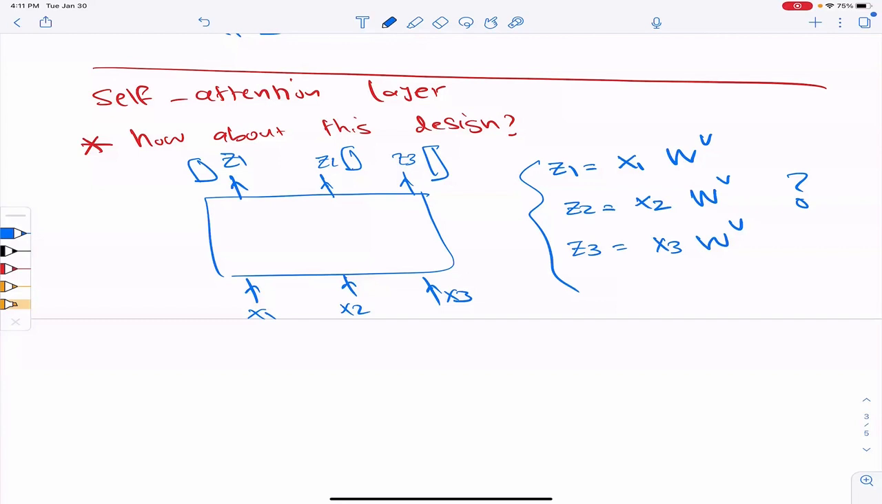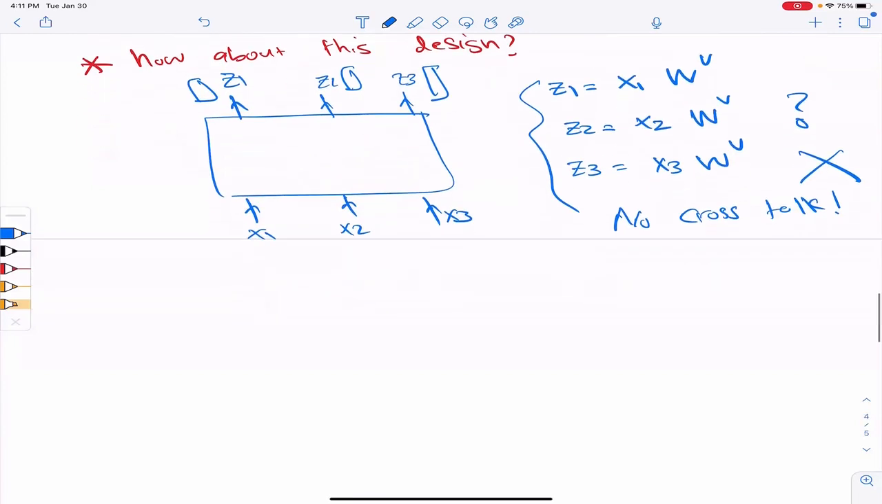Again, no, why not? There is no crosstalk. Thank you, thank you. No crosstalk. I don't like this. Okay, so how can I make these equations depend on one another? Then let's not call them z's. Because I'm multiplying with WV, let's call them vectors v1, v2, and v3.